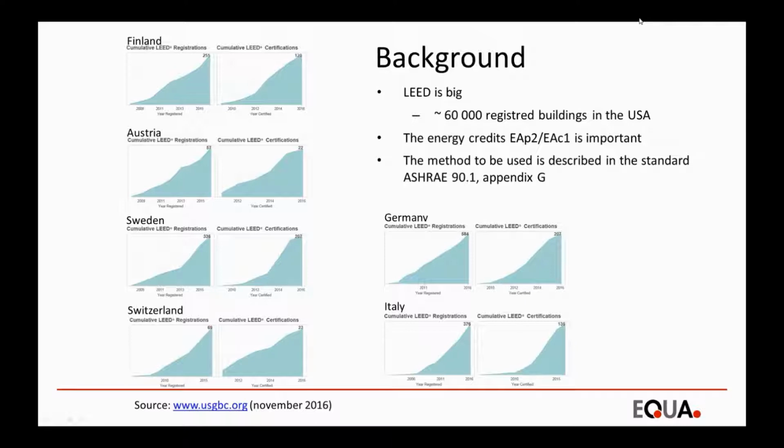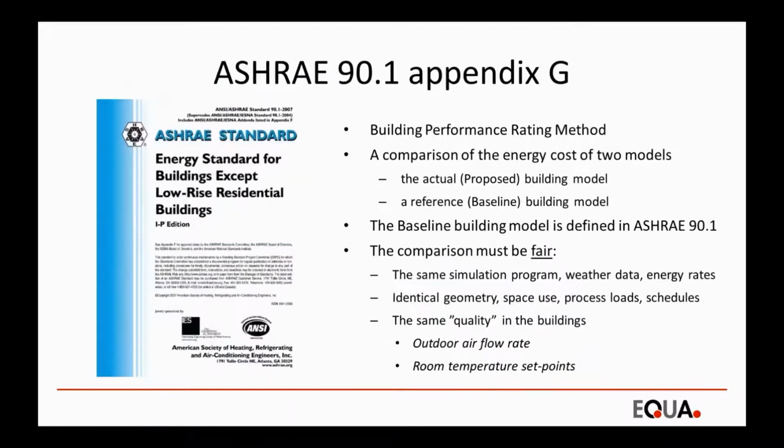The energy credit in LEED is very important. It has a heavy weight, and the method to be used is described in the standard ASHRAE 90.1 Appendix G. ASHRAE 90.1 Appendix G describes the building performance rating method. And it's basically a comparison of two energy models, or actually the energy cost of two models: the actual or proposed building model and the reference baseline building model.